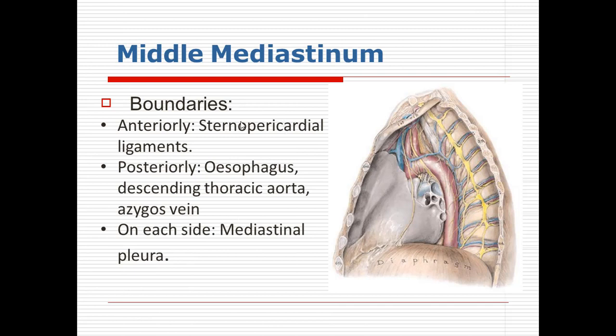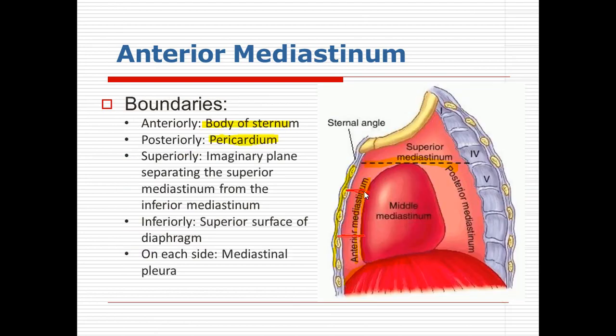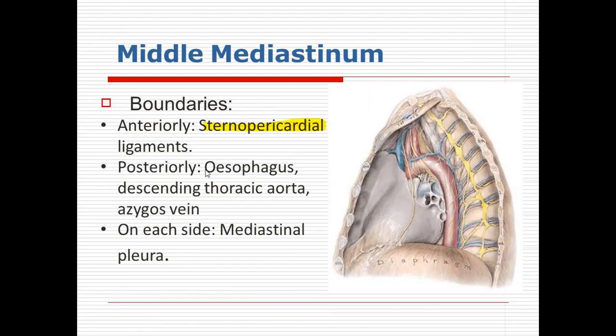Coming to the middle mediastinum, its boundaries are formed anteriorly by the sternopericardial ligaments. So these were the contents of the anterior mediastinum. These will form the anterior boundary of the middle mediastinum, these sternopericardial ligaments. Posteriorly we have the esophagus, descending thoracic aorta and azygous vein.